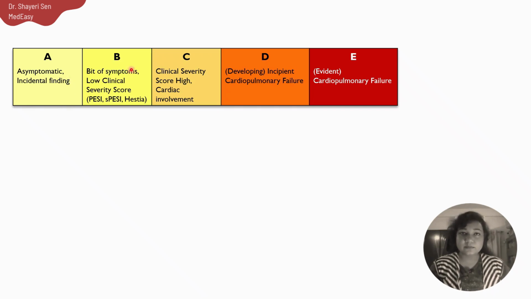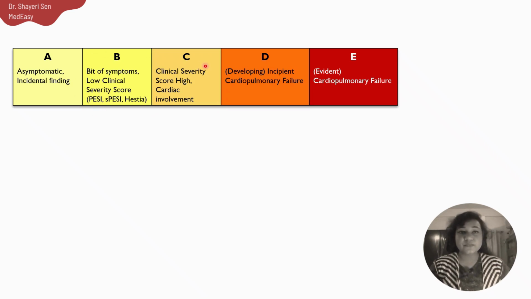What's category B? You can remember it, B, with the phrase bit of symptoms. So these patients have a low clinical severity score. And what scores are we talking about? We're talking about PESI, simplified PESI, Hestia score, and so on. So in short, B category patients have a low clinical severity.